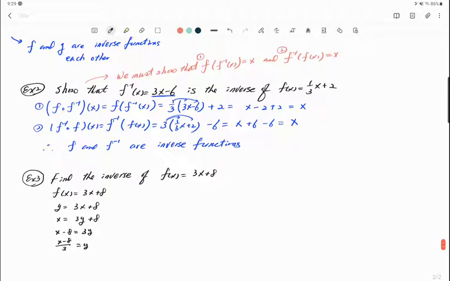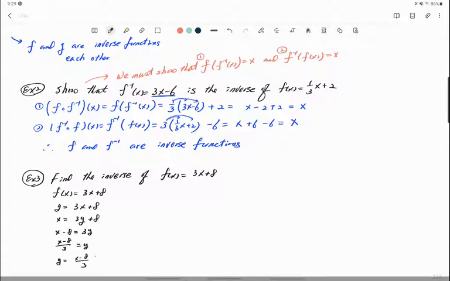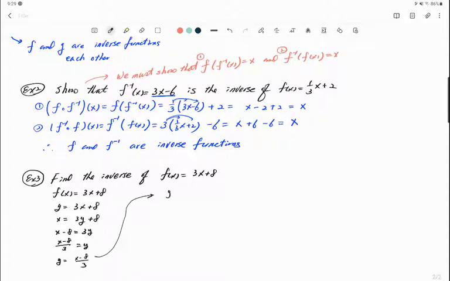So y equals x minus 8 over 3. And then now replace this y with the inverse notation, y inverse, right? So finally write it as y inverse. So that's the inverse function. Or you can write it f inverse of x, like this. That's it. Or you can rewrite it. You can separate the numerator so that it is something like this. Still okay, right?